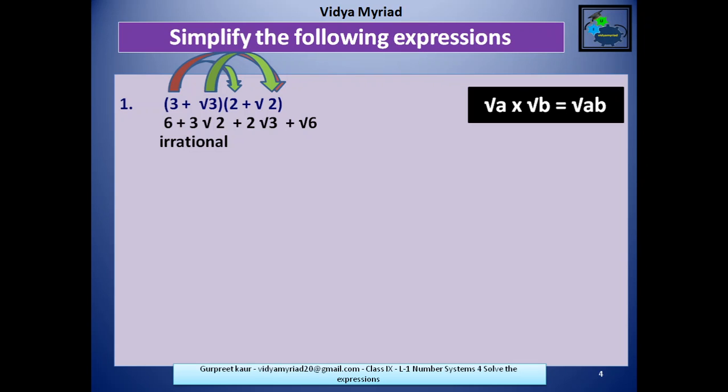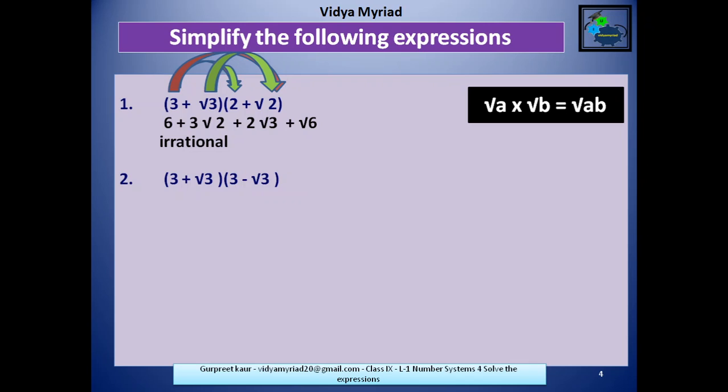Now here if you see, I have written root A into root B is root AB. That means whenever I have to multiply in the roots, I can simply write the answer. Now root 3 is multiplied by root 2. It means it will be root 6.